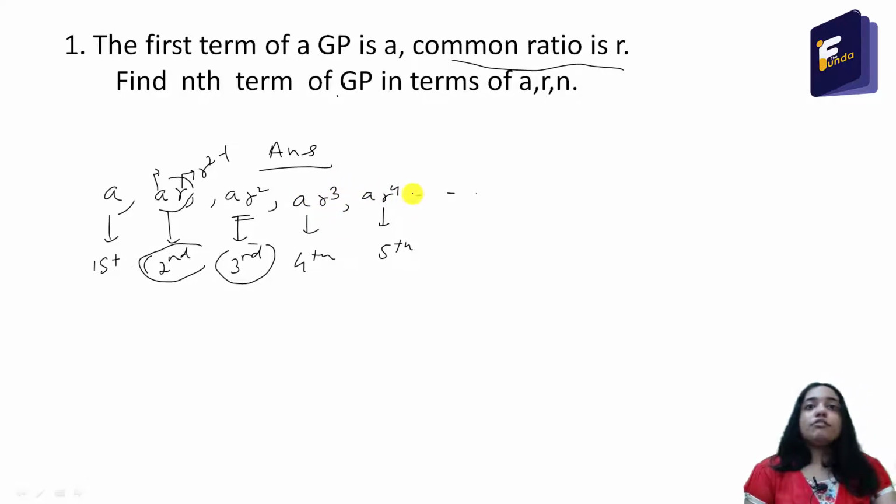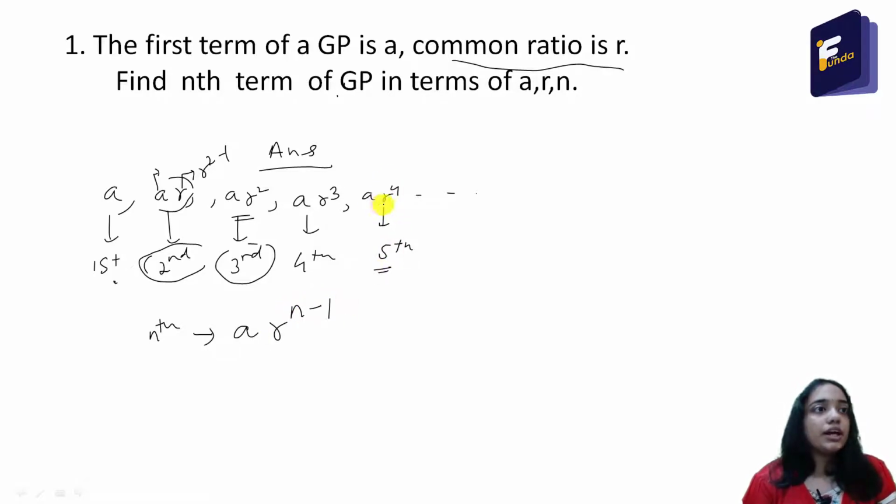So here I have got a pattern. For the nth term, it will be first term a into r to the power n minus 1. Here you can see for fifth term it is a into r to the power 5 minus 1, that is 4. So for nth term it will be a into r to the power n minus 1.